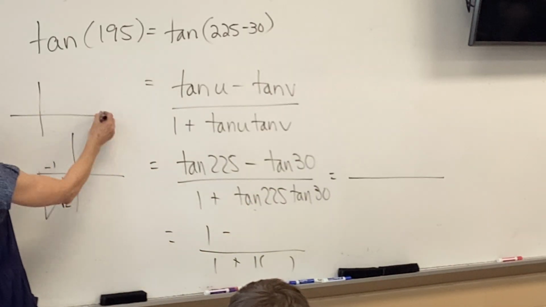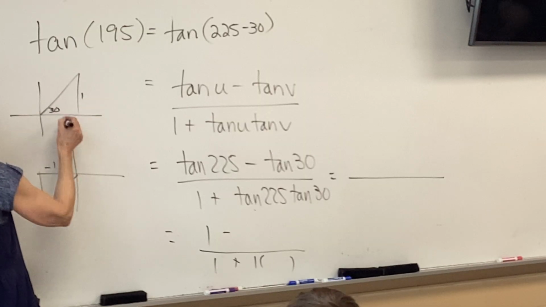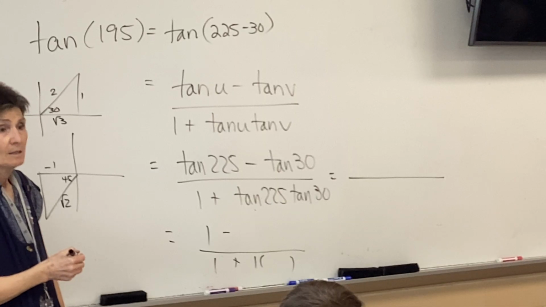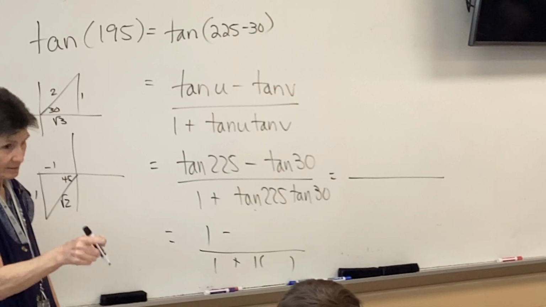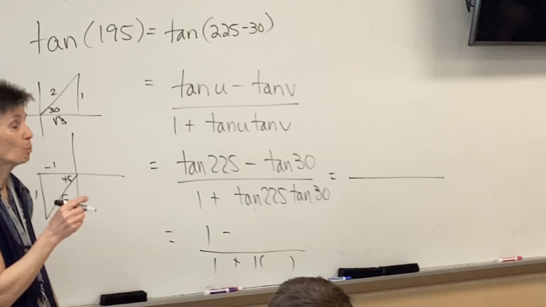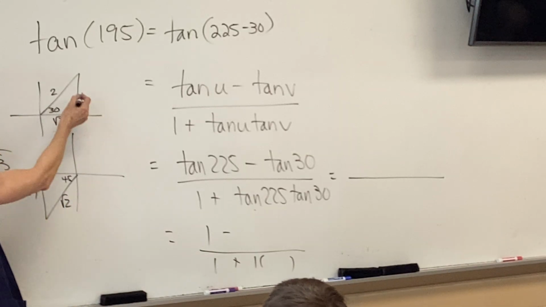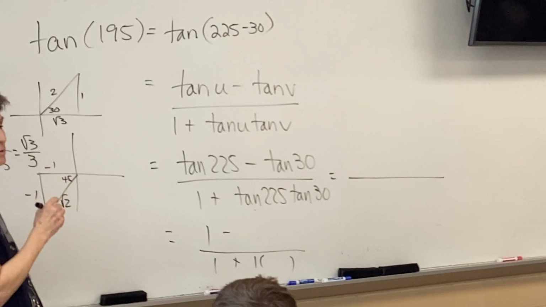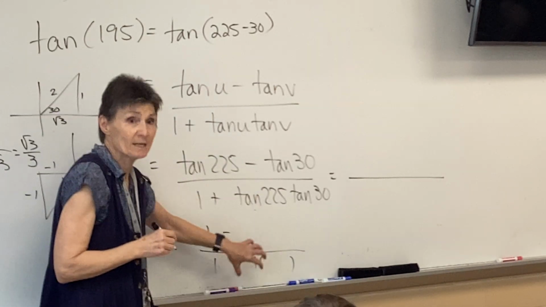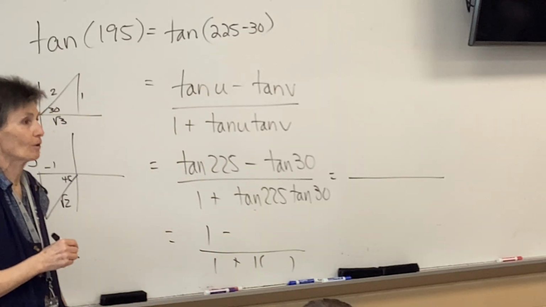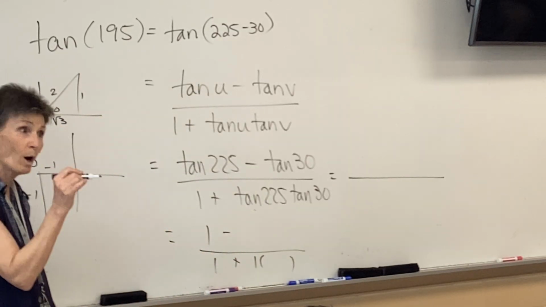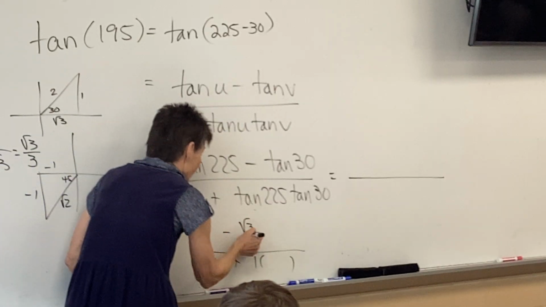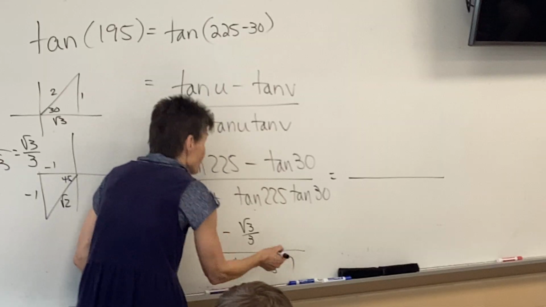Now I need my 30. Well, we drew our picture already. I told you to keep that picture on your sheet. You want tangent. So tangent, it's root 3 over 3. It's 1 over root 3, opposite over adjacent. But we're going to rationalize it now. I didn't make you do that before, but we're going to have a fraction inside a fraction, and it's just going to be easier to rationalize it. So instead of 1 over root 3, we're going to write root 3 over 3 in both places.